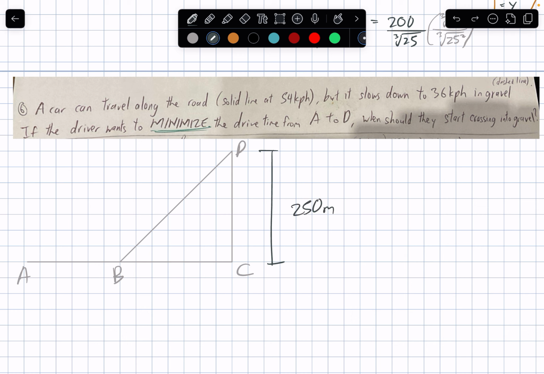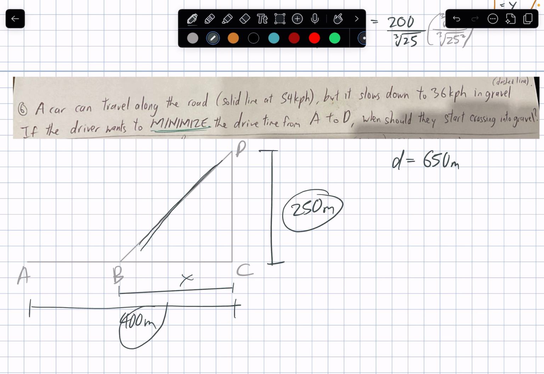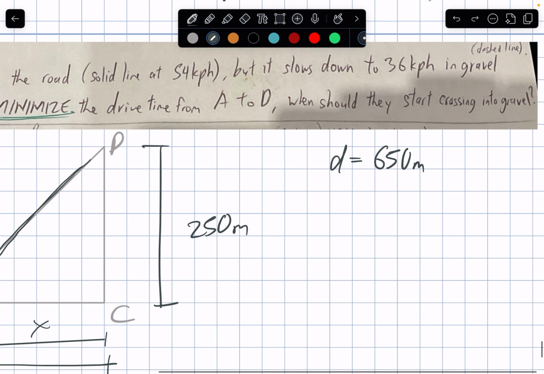Okay, so in the word problem, not all details are given. We are provided with 250 meters, that is the distance CD, and we have 400 meters for the road. This part is the gravel. So let this be our x. So the full road in total is 650 meters, so you find the sum of 250 and 400.